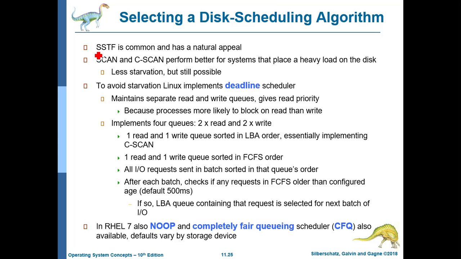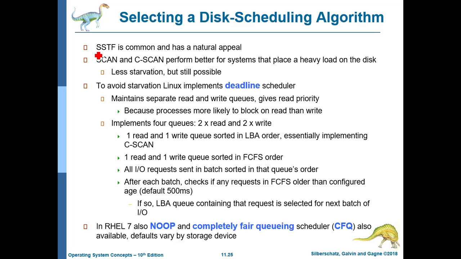And then to avoid starvation, Linux implements the deadline scheduler. It maintains separate read and write queues and gives reads priority, because a process is more likely to block on read than write. It implements four queues, two for read and two for write, and one read and one write queue sorted in LBA order, essentially implementing C-SCAN. Again, LBA means logical block address.